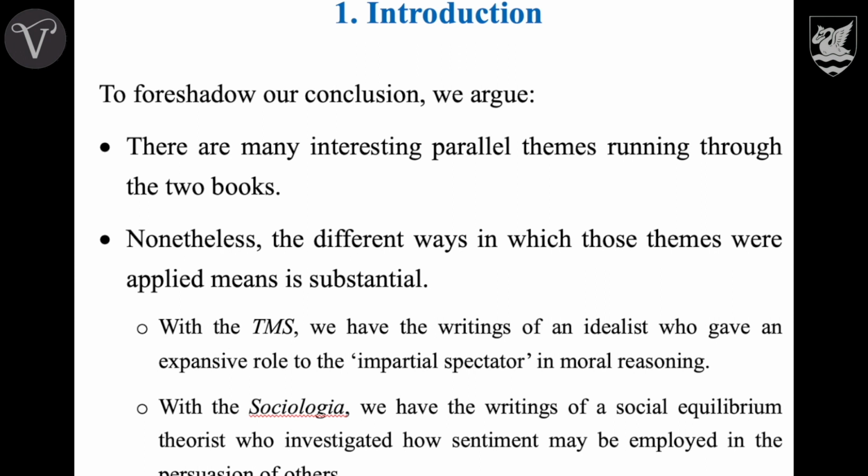So with the Theory of Moral Sentiments, we have the writings of an idealist who gave an expansive role to the impartial spectator in moral reasoning. Now, Smith scholars are likely to object to my use of the term idealist for Smith, because that was a criticism raised against Smith when the Adam Smith problem was being introduced, his Theory of Moral Sentiments being seen as an idealist work. I've retained it for the point of reference with Pareto. There's certainly a lot of idealism, and it's facilitated through a very expansive role for the impartial spectator in Smith's work, which is much reduced in Pareto's work. So this is why you end up with a different set of conclusions.